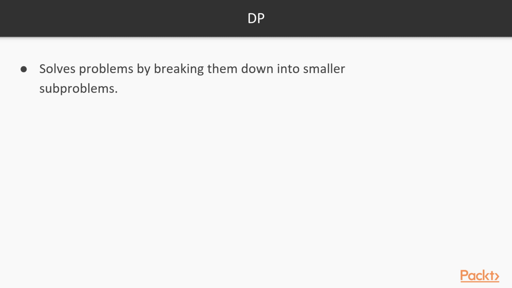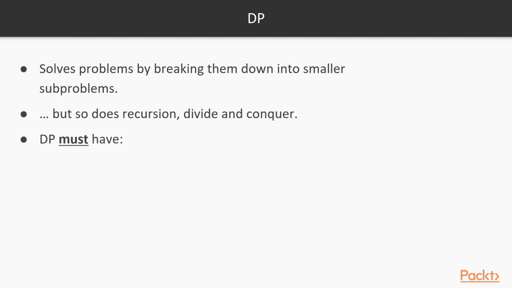So dynamic programming is a problem-solving paradigm that solves problems by breaking them down into smaller sub-problems. But so does recursion and divide and conquer. So what is the difference between these three? In order to classify a problem as a dynamic programming problem, it must have two things at the same time. First of all, it must have optimal substructure. That means that solutions to sub-problems must contribute to the original problem. This is also the case for most recursion and divide and conquer algorithms.